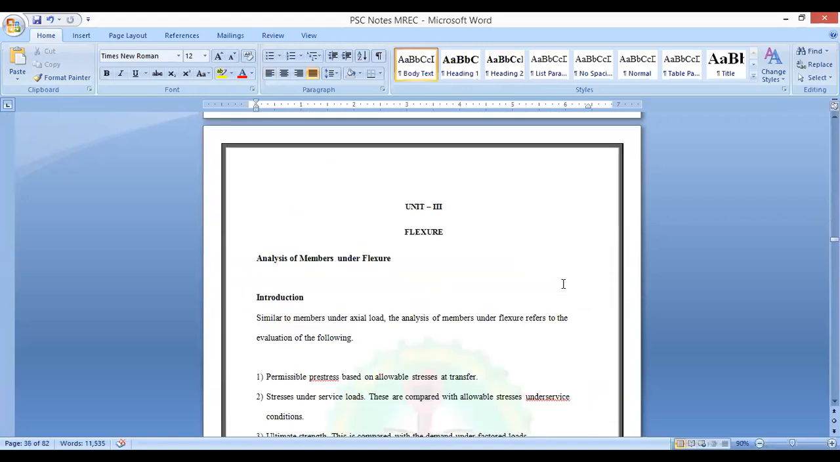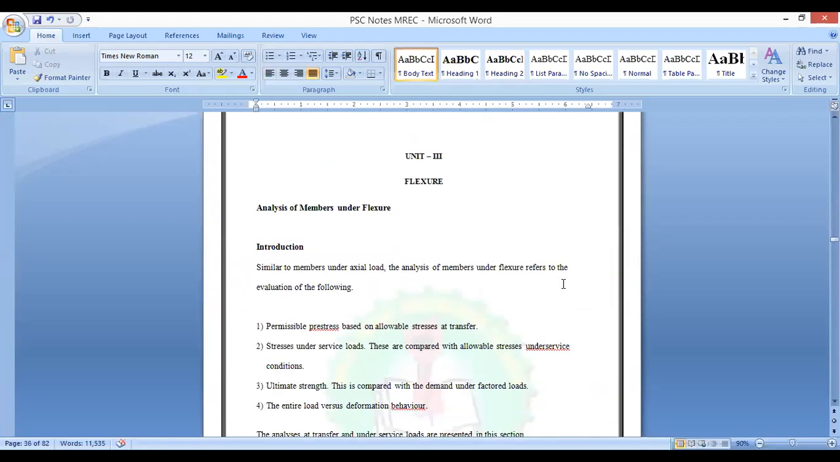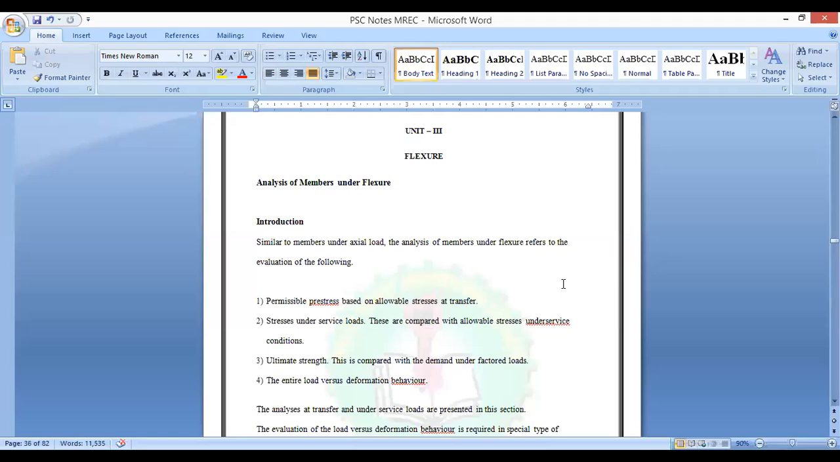Right? So coming to the third unit. Here, as I told you, we are going to discuss the analysis of structural members and pre-stressed structural members under flexure, right? So here we are going to discuss the members which are under axial load. Why? Because beams are usually subjected to axial load. Axial load in the sense that the load passes through the center of gravity of the section, and we are going to analyze those members under flexure.